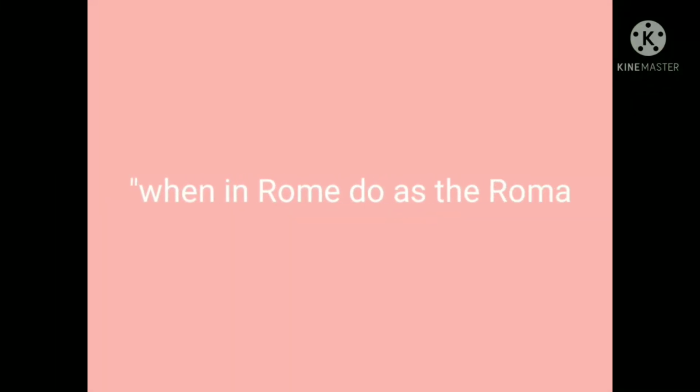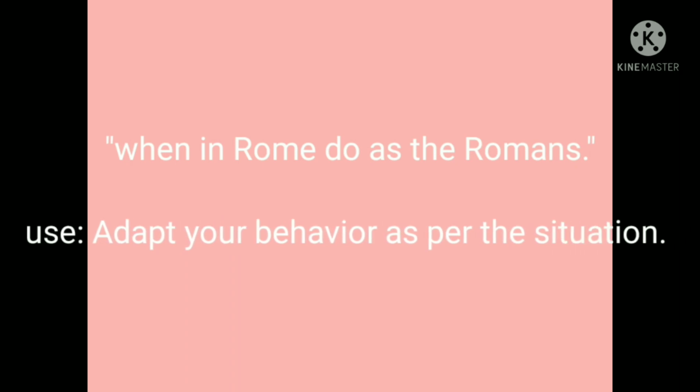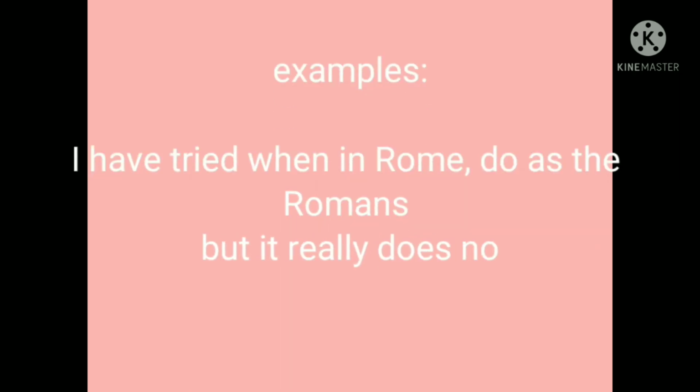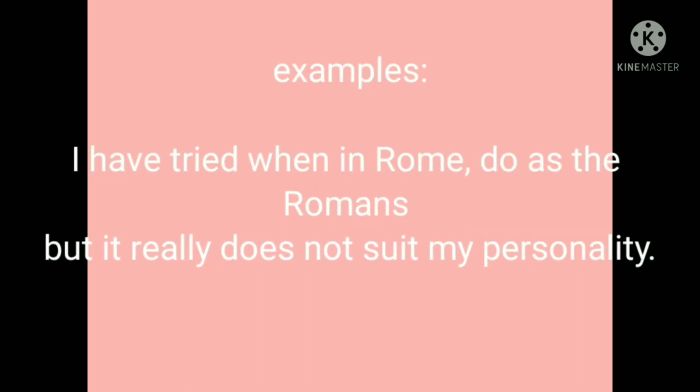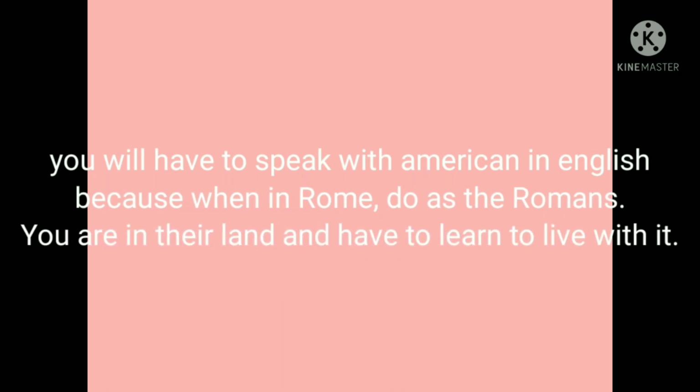Next up we have, when in Rome, do as the Romans. Use: adapt your behavior as per the situation. The cool fact about this proverb is that this proverb is the most hypocrite one. For example, I've tried when in Rome, do as the Romans, but it really doesn't suit my personality. The next example we have, you'll have to speak with Americans in English, because when in Rome, do as the Romans. You're in their land and have to learn to live with it.